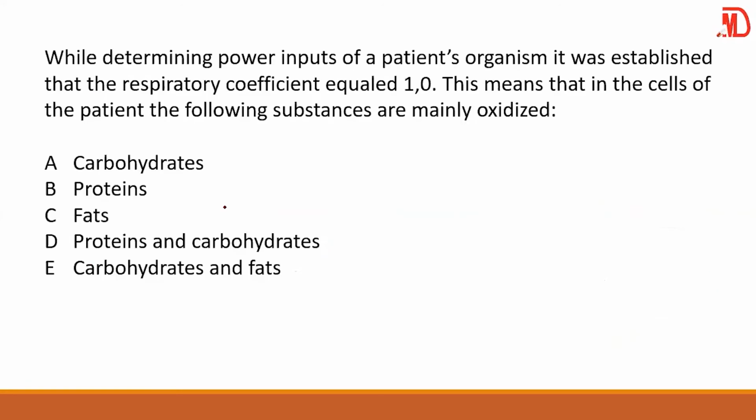Again, while determining the power input of a patient organism, it was established that the respiratory coefficient is equal to 1. So if it's equal to 1, what comes to mind? Of course, carbohydrate. 0.7 is fat, 0.8 is proteins. So please take note once again. All right. You see, everything is linking. So if you understand it, it will help you.